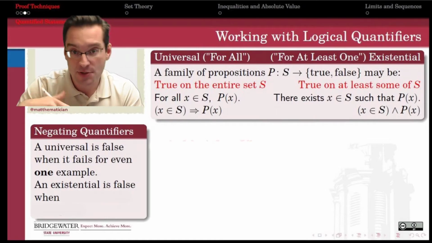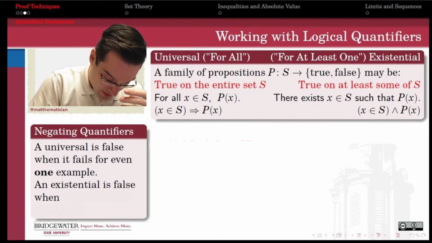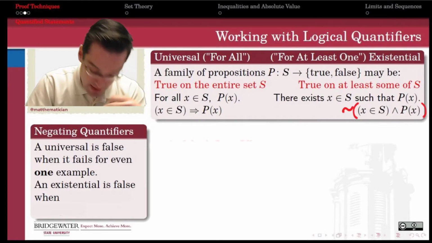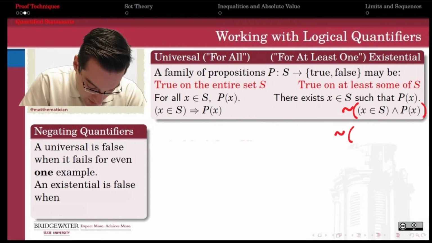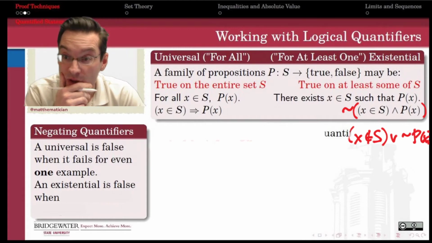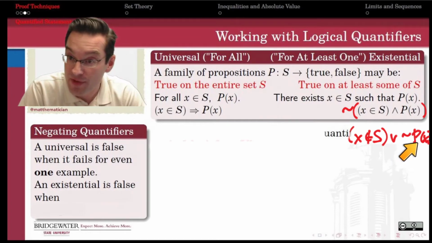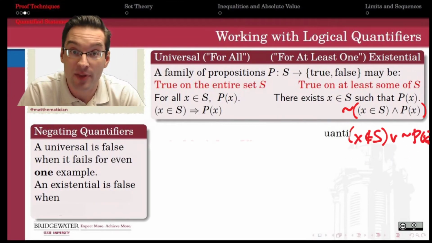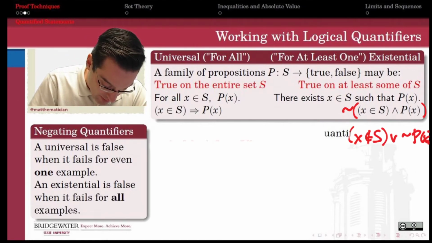And so to prove that an existential statement is false, the burden is much higher. Because in order for an existential statement to be falsified, let's negate this form of it, right? We would need to show that either x doesn't belong to S, or not p of x. So what we need to show is that it's not possible for p of x to be true for any element x that belongs to S, right? And so an existential statement is only false when it fails for every possible example.